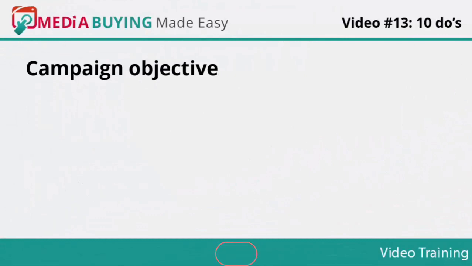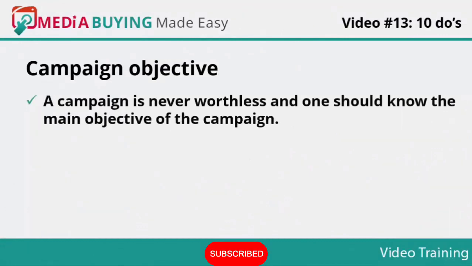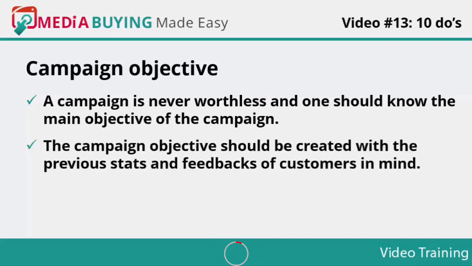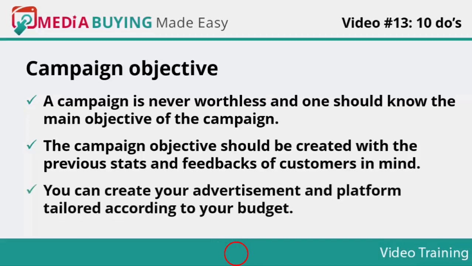Campaign objective. A campaign is never worthless, and one should know the main objective of the campaign. For a media buying campaign, the campaigning team should have an integrated approach to plan, buy, track, analyze, and optimize the main objective of the campaign. The campaign objective should be created with the previous stats and feedbacks of customers in mind, so that the campaign will be able to attract a larger audience. By considering the objective of campaigning, you can create your advertisement and platform tailored according to your budget.